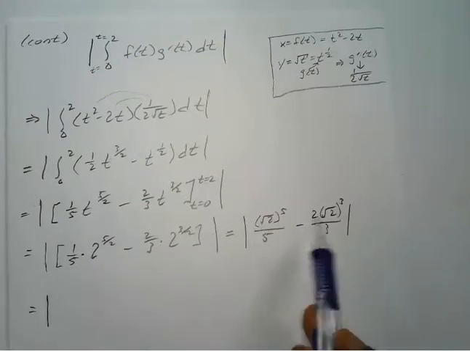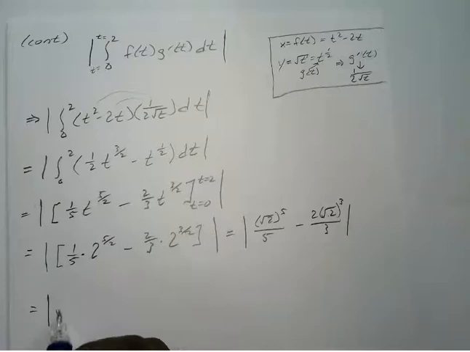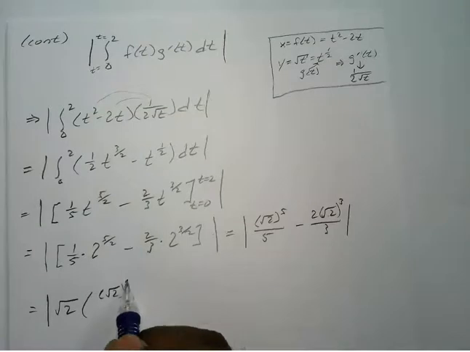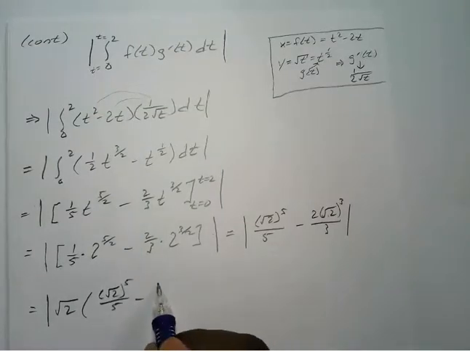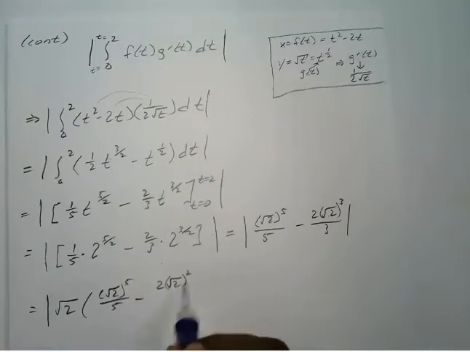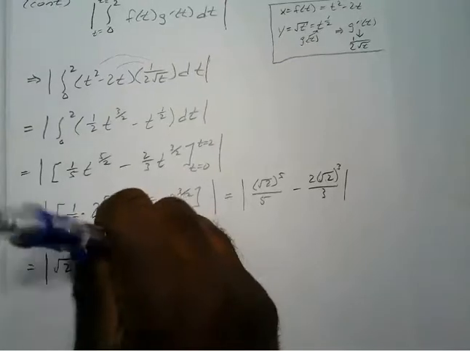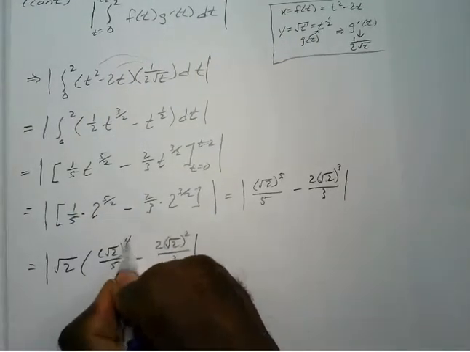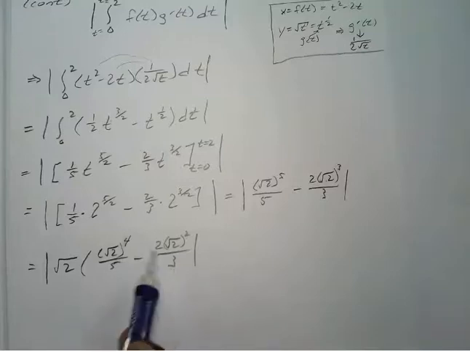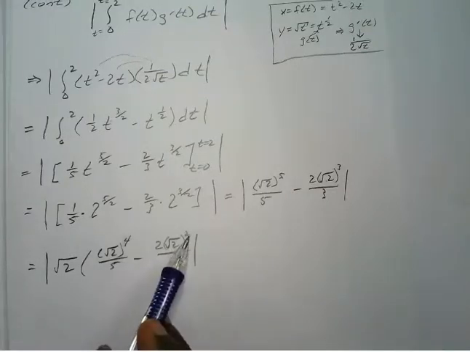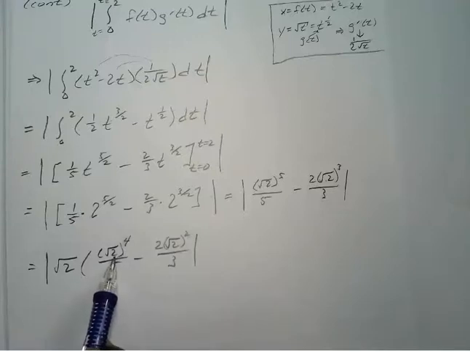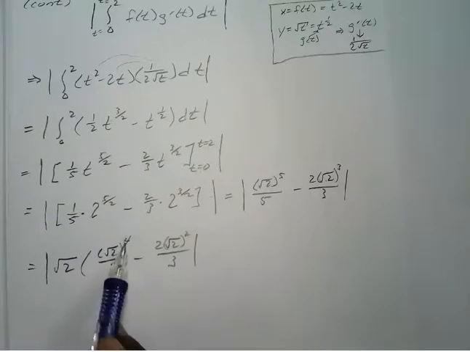So really, if we factor out a square root of 2 from both of those, we have square root of 2 to the 5th power over 5 minus 2 square root of 2 squared over 3. Oh, this should be to the 4th power. There we go. The reason I did that is because square root of 2 times square root of 2 is just 2, and square root of 2 four times is just 4. So it just made the math a little easier.